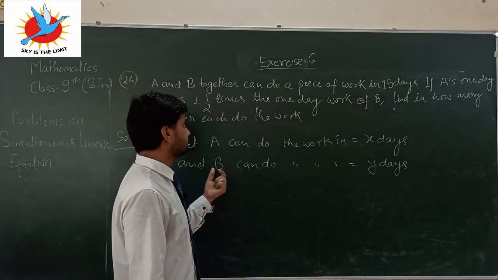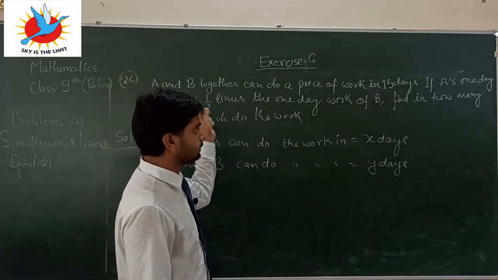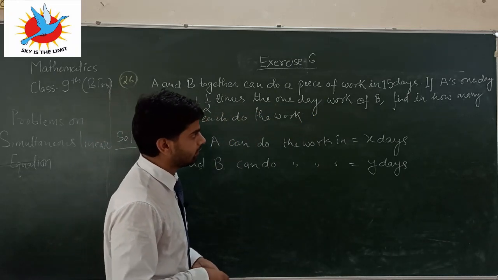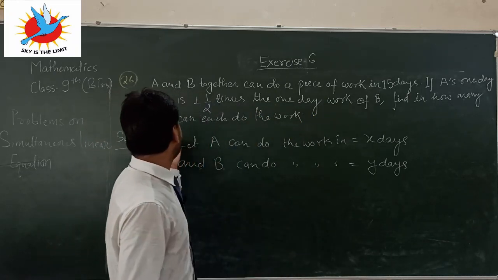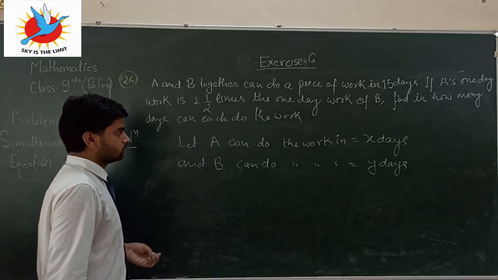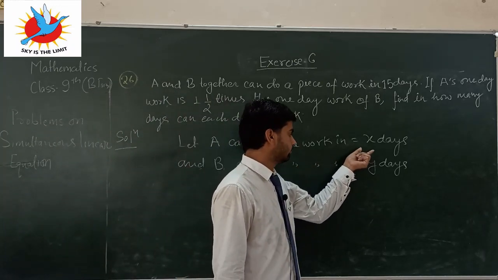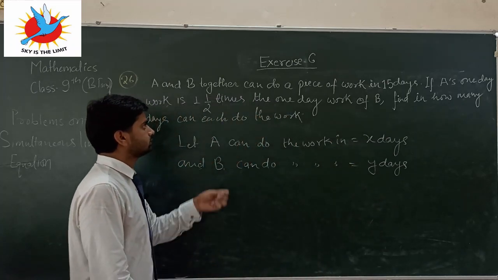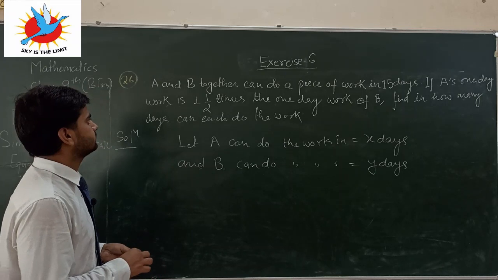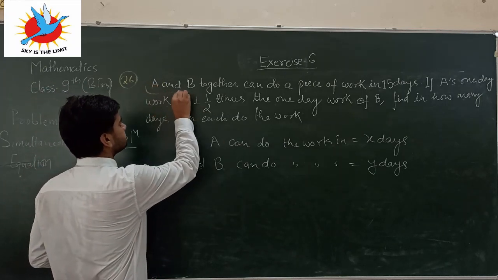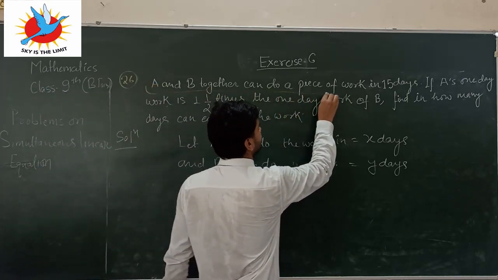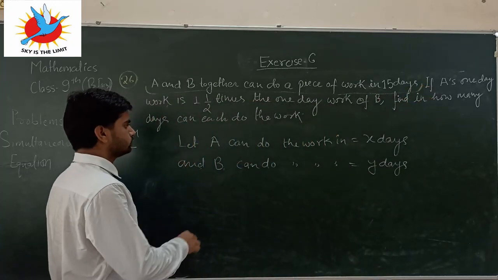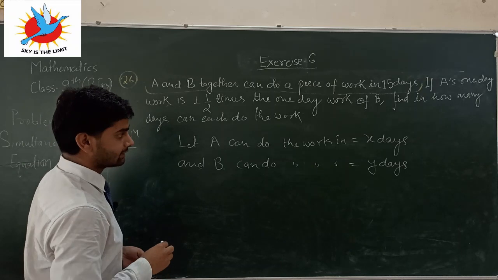Another condition is given. Condition 2 is that A's 1 day work is 1.5 times the 1 day work of B. Find how many days each can do the work. So we have to calculate the values of X and Y. The first condition we have seen: A and B together can do a piece of work in 15 days. Here we have assumed A can do the work in X number of days.